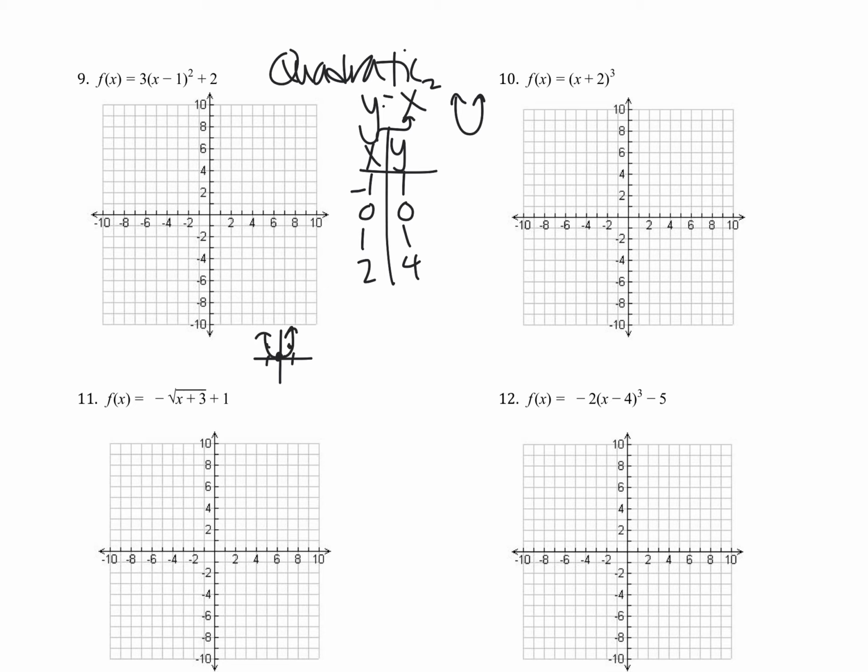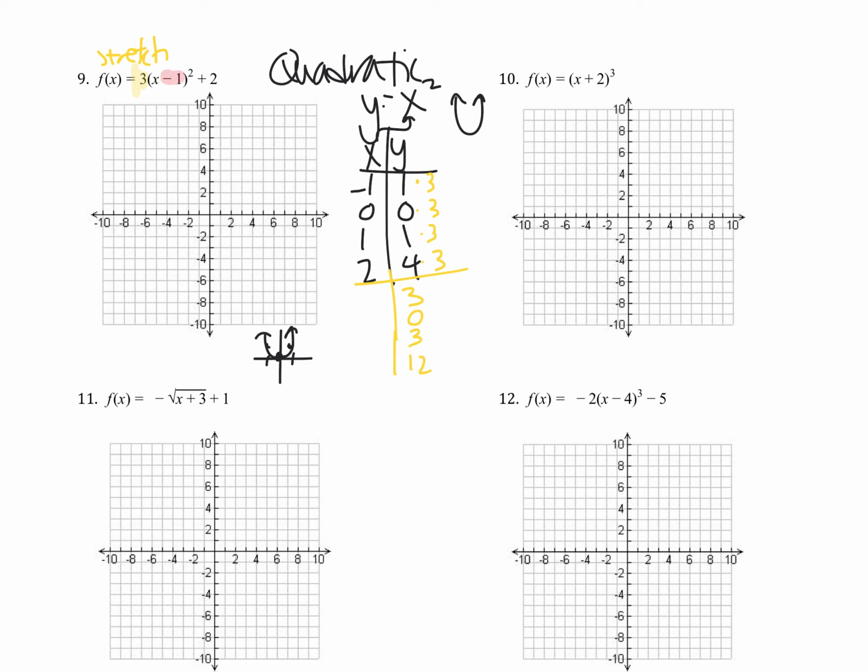So the first thing is I'm going to go left to right. I'm going to start with out in front. I see this 3 that's being multiplied. That's going to stretch it by a factor of 3. So that tells me that I need to multiply my y values by 3. So that's the first thing we need to do: multiply all of our y's by 3. I'll get 3, 0, 3, and 12.